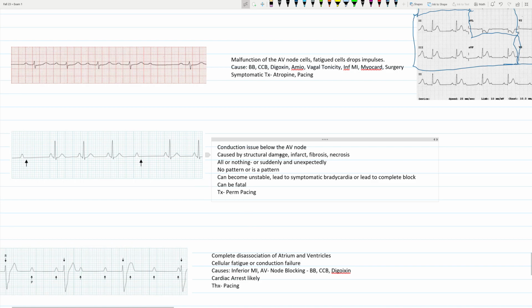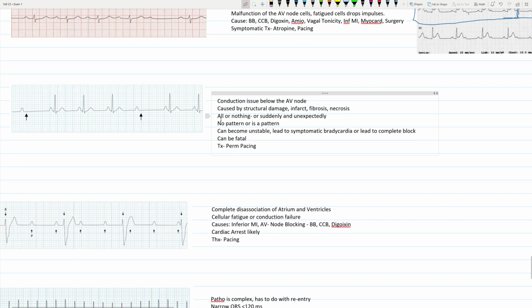It can be caused by structural damage, infarct, fibrosis, or necrosis, something happening within those structures that's causing a malfunction in the conduction. They're still functioning, but not all the time due to some sort of pathology. This is typically all or nothing. It's going to happen suddenly and unexpectedly, and you're going to see it consistently. There could be no pattern. It could happen randomly. So maybe one drops, then maybe this one drops, then we pick up again, and then drop.